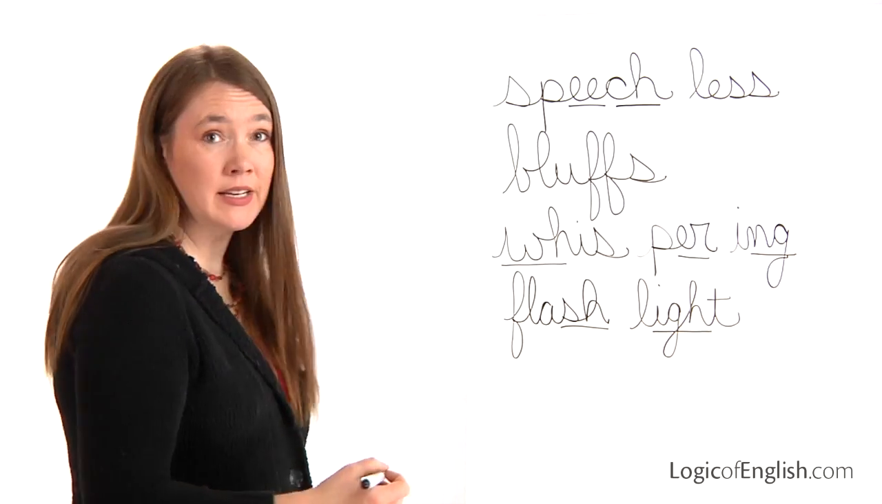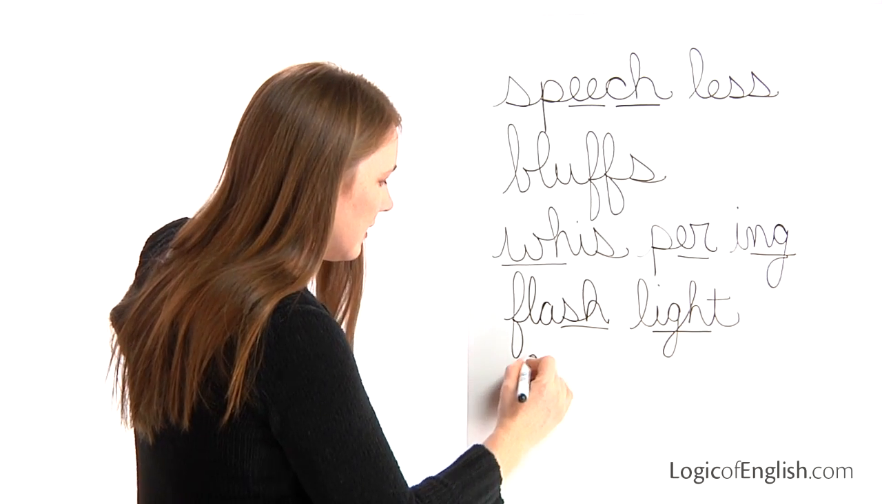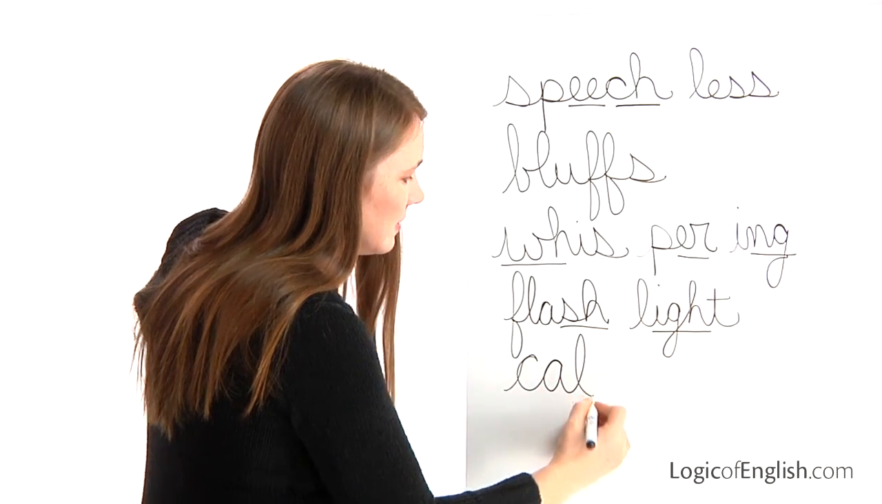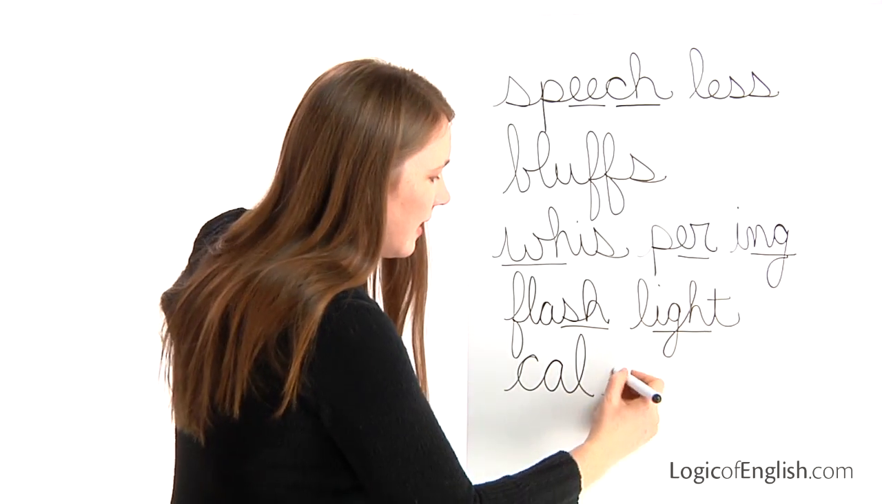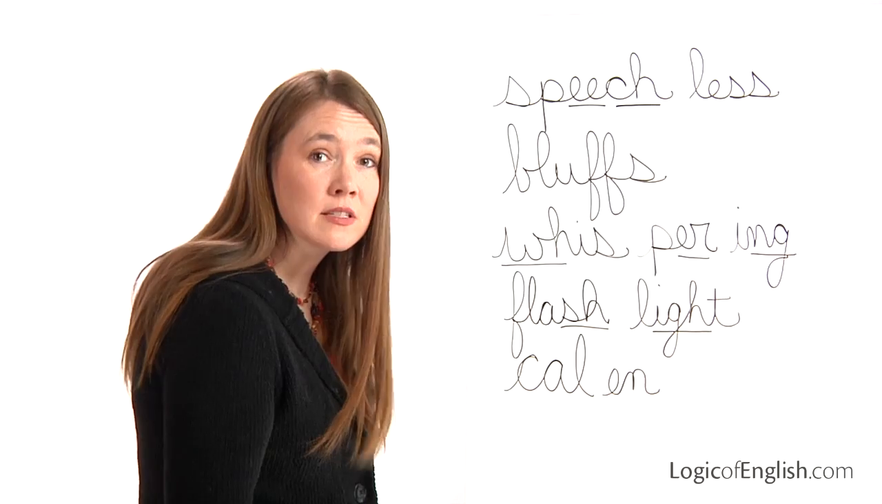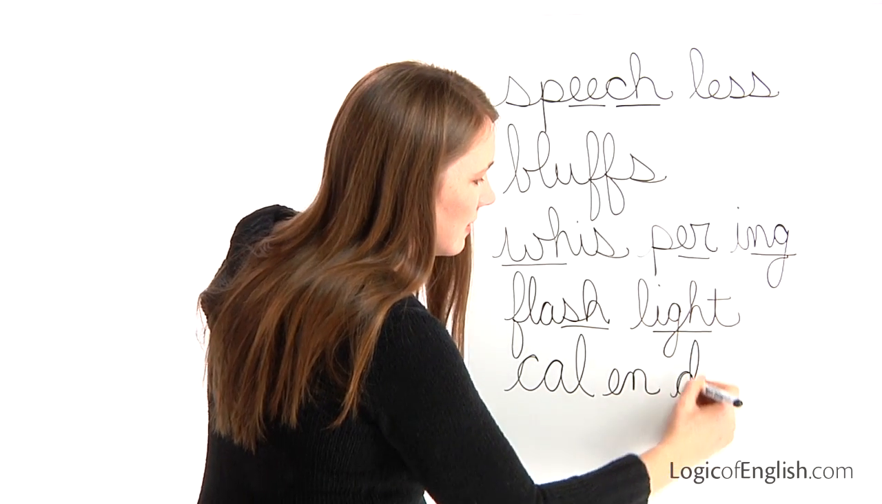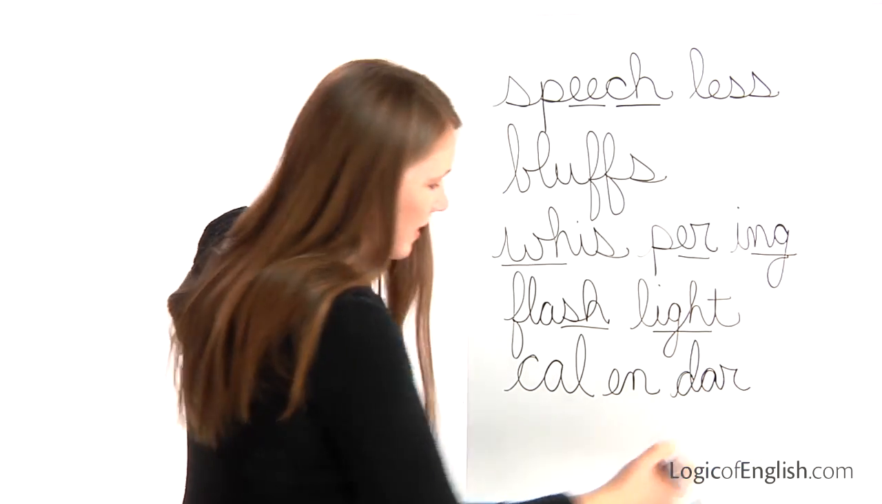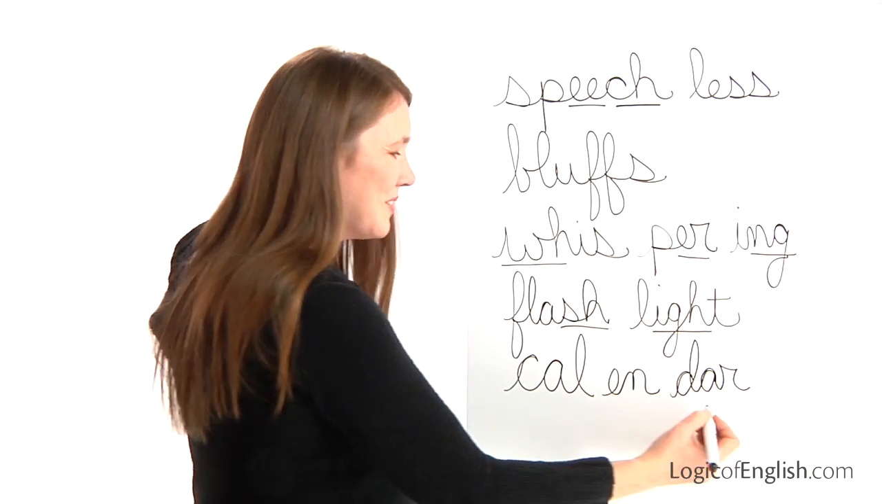And now help me to write it. The first syllable is cal, k, a, l. The second syllable is en, e, n. And the third syllable is dar, d, r. And how will we mark it? We'll underline the r.